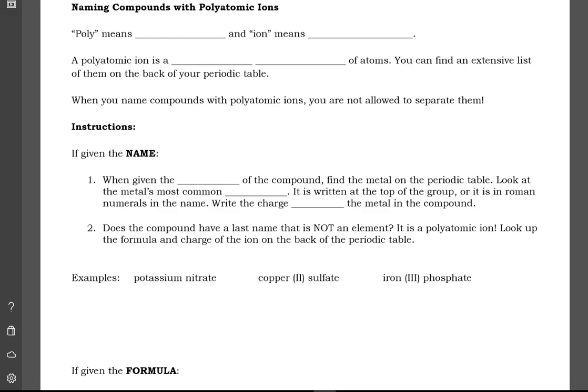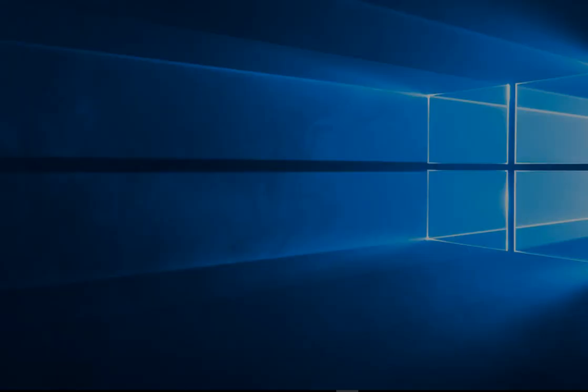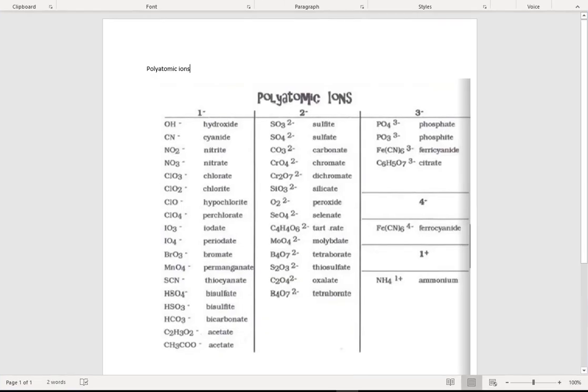Now we're going to introduce the idea of polyatomic ions. Before we had monoatomic, meaning they were made of one. Polyatomic ions are ions that are made from two or more atoms. And those atoms are covalently bonded as opposed to ionically bonded.